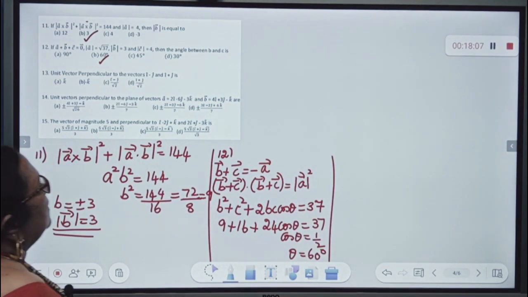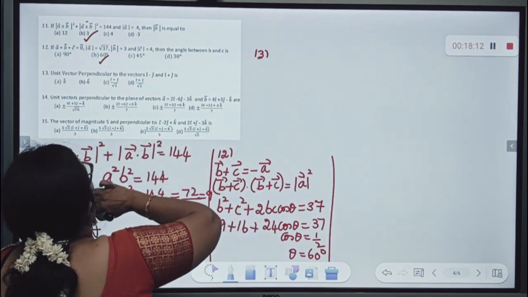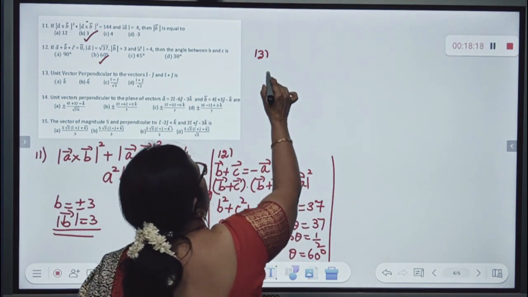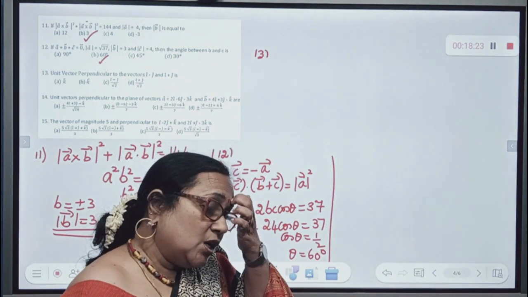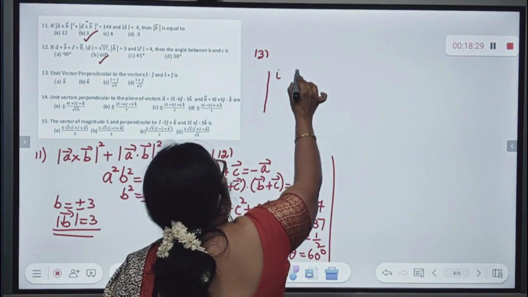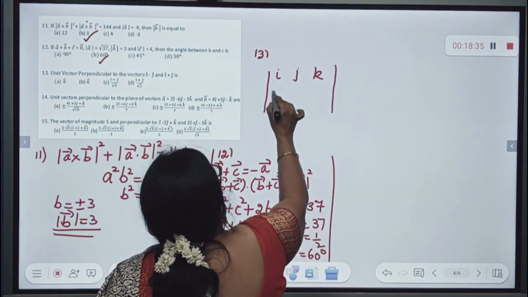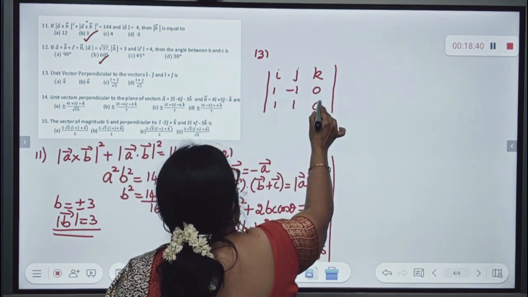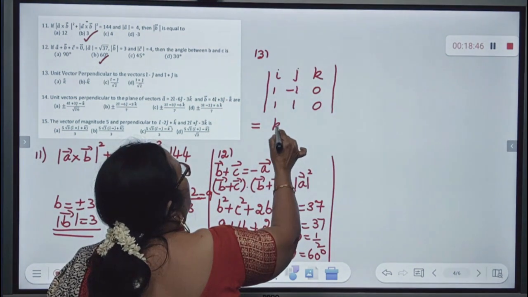Now look at the next question, 13th question. You have to find a vector which is perpendicular to i minus j and i plus j, and which is also a unit vector. Any time you want to find a vector perpendicular to two given vectors, you need to look at the cross product. So the cross product will be i, j, k; 1, minus 1, 0; 1, 1, 0. So this will be i into 0 minus j into 0 plus k into 2.